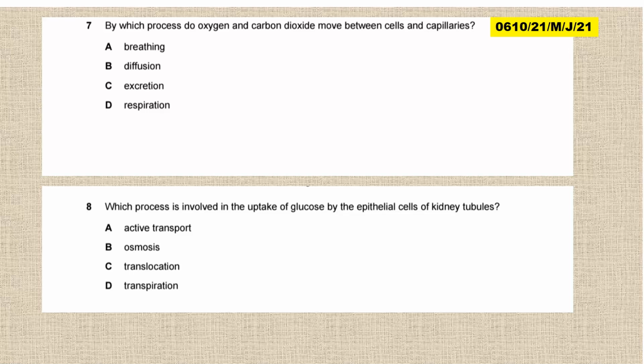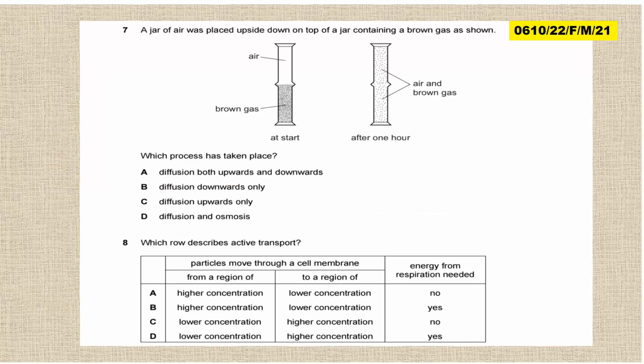Let us look at this one. That is paper 2, variant 1, May-June 2021. By which process do oxygen and carbon dioxide move between cells and capillaries? That is by diffusion. Which process is involved in the uptake of glucose by epithelial cells of the kidney? Active transport. So glucose uptake is active transport.